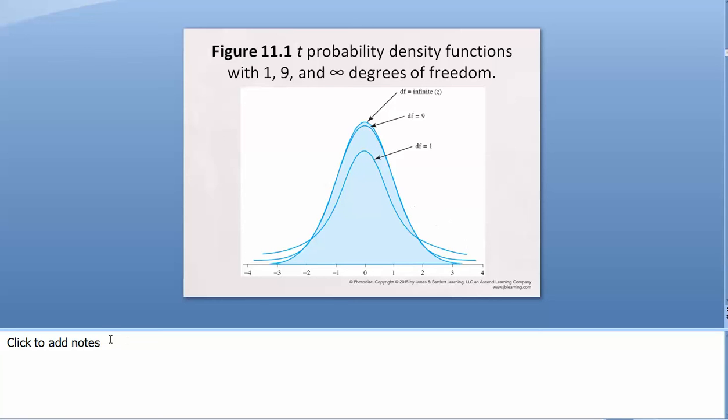Actually, for practical purposes, infinity is around 25. So if you have about 25 samples, you don't have to work with the t distribution. You can work with the bell curve, which is the standard normal. Okay, let's go to the next slide.